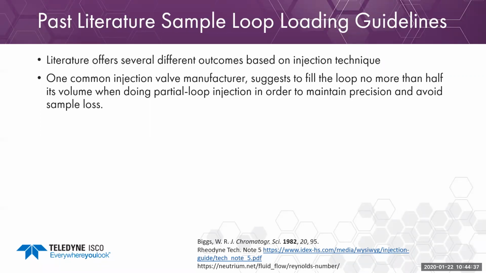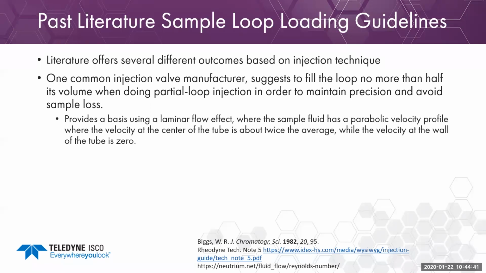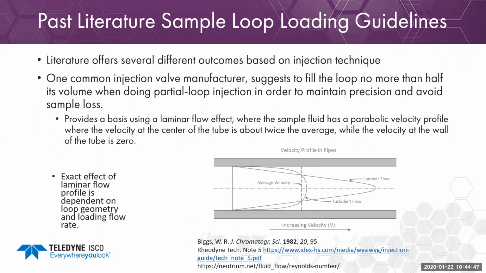because you don't want to lose any sample, in order to maintain your precision and avoid sample loss. The basis for this is that as we load our sample, we basically get a laminar flow profile where the sample fluid has a parabolic velocity profile, and the velocity at the center of the tube is about twice the average, with zero at the wall of the tube.